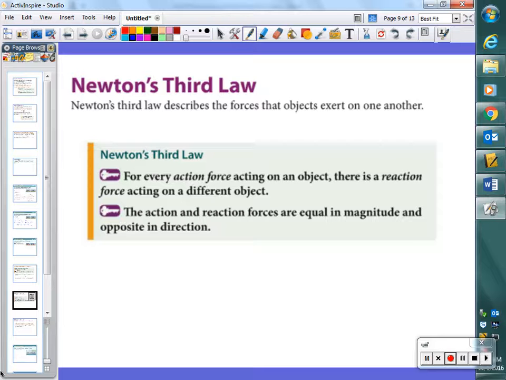Newton's third law doesn't deal with what is happening to a single object. It deals with the interaction between two objects. And so it says here, Newton's third law describes the force that objects exert on one another. Key points. For every action force acting on an object, there is a reaction force acting on a different object. The action and reaction forces are equal in magnitude, opposite in direction. Again, probably something you've heard before, all right? But what does it mean?